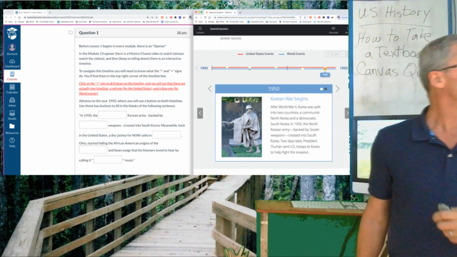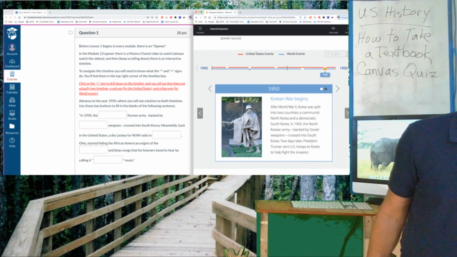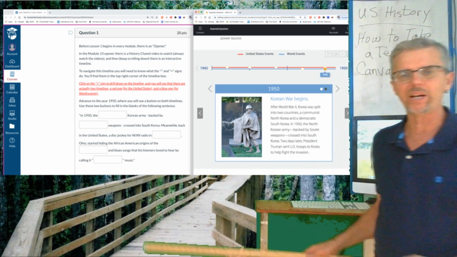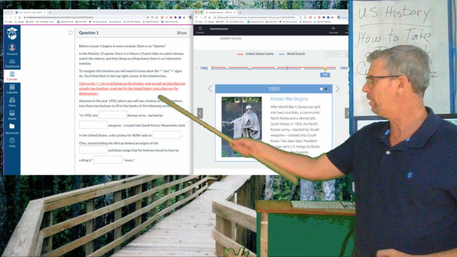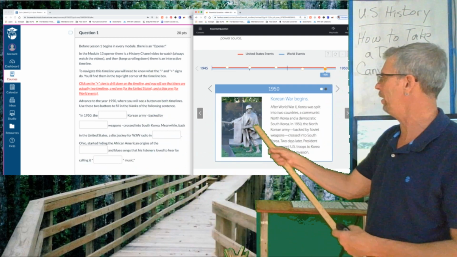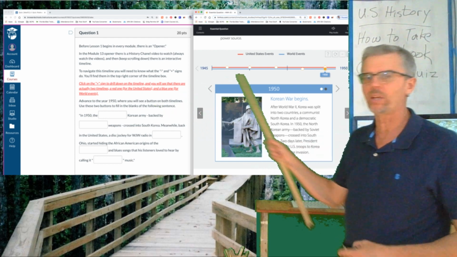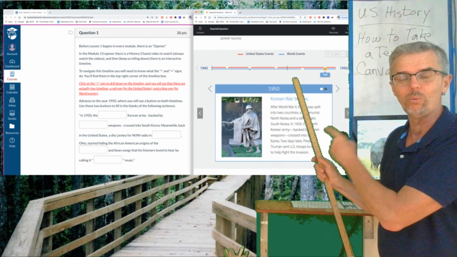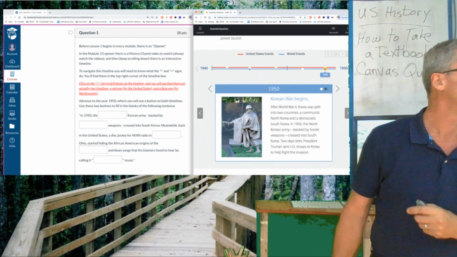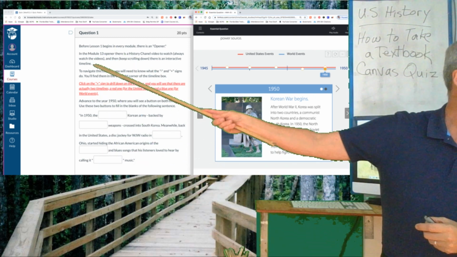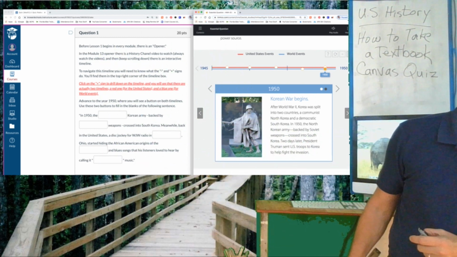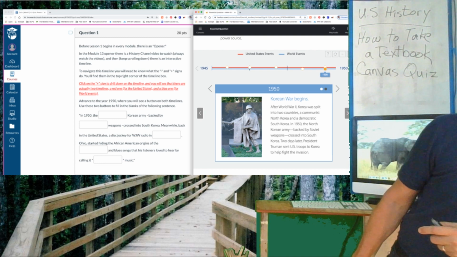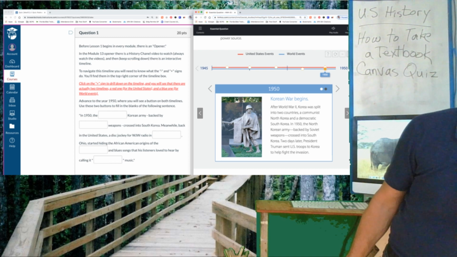All right, to navigate this, and then it says keep scrolling down. There's an interactive timeline. Oh, here it is. All right, so on the right-hand side, you have found this interactive timeline. Yours won't look like this when you get to it. Keep reading. Click on the plus sign to drill down on the timeline, and you will see that there were actually 2 timelines, a red one for the United States, and a blue one for the world events.